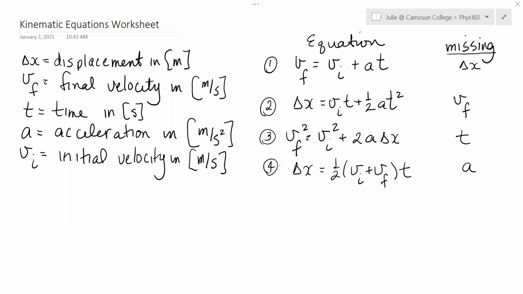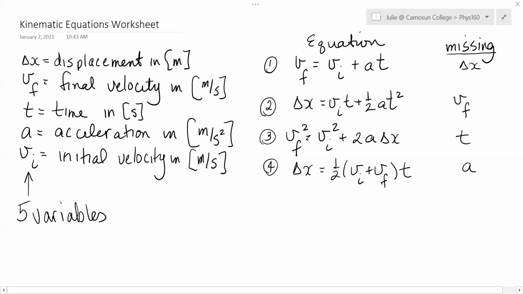So you'll notice that there are 5 variables here. And those 5 variables completely describe any kind of motion. If you know what all those 5 numbers are, you know everything there is to know about the motion. But you'll notice each equation only has 4 variables in it. Each equation is missing a variable. So these are all completely different equations, and depending on the problem, you will have to use a different equation.